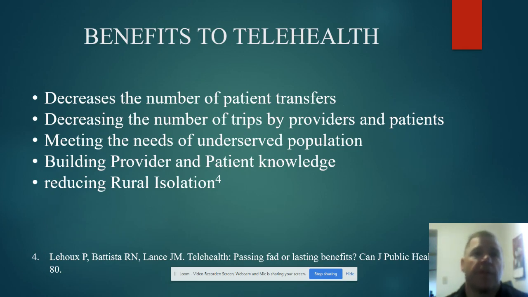So some of the benefits of telehealth. You're going to have a decreased number of patient transfers. What that means is your primary care physician is going to be your one source for treatment. When he transmits your information to a specialist or something of that nature, basically it's a consult where your PCM is going to be taking their advice and basically performing the treatments.